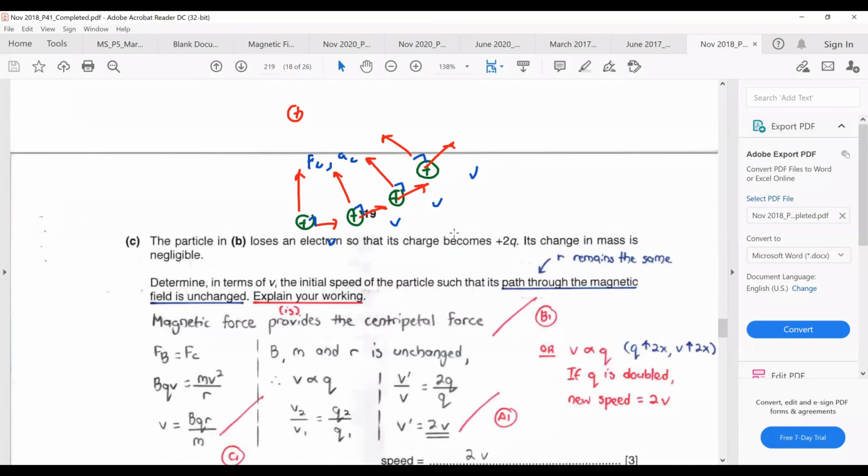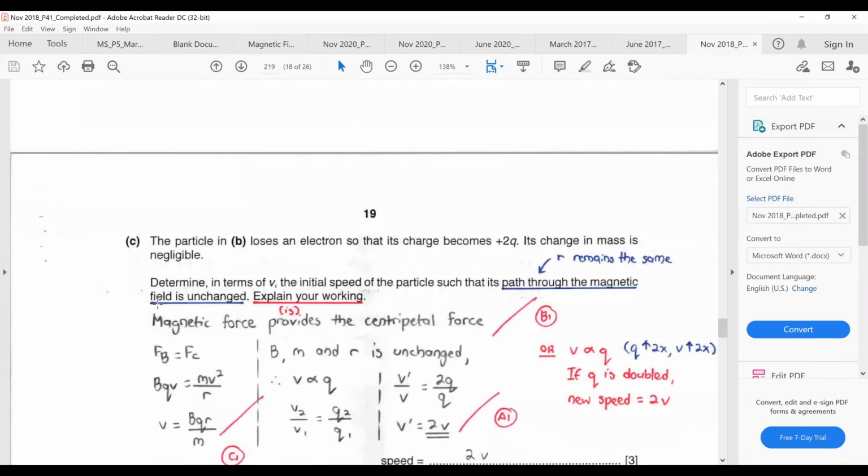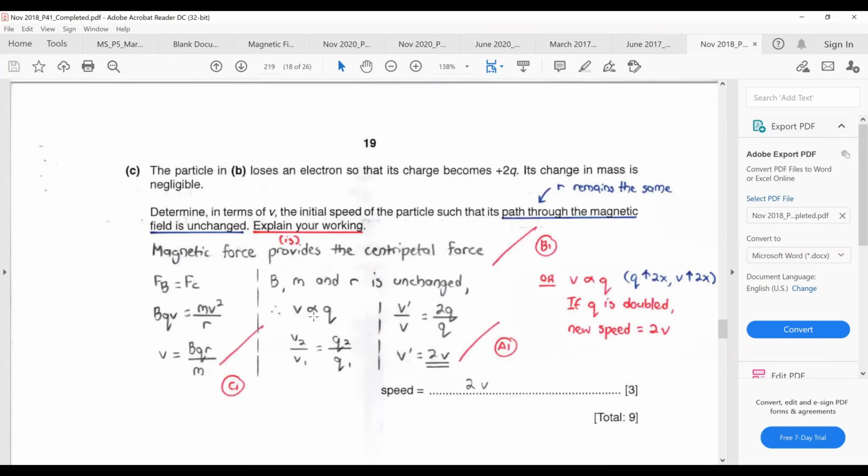Okay, right, so this part is okay. Then you move to part C. Now part C, they tell you the particle in B loses an electron, so its charge becomes 2Q. Its change in mass is negligible. Determine in terms of V the initial speed of the particle such that its path through the magnetic field is unchanged. Explain your working.